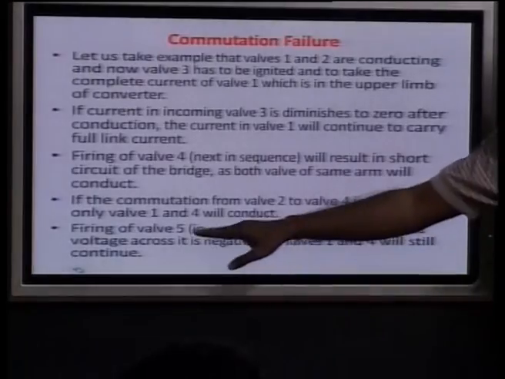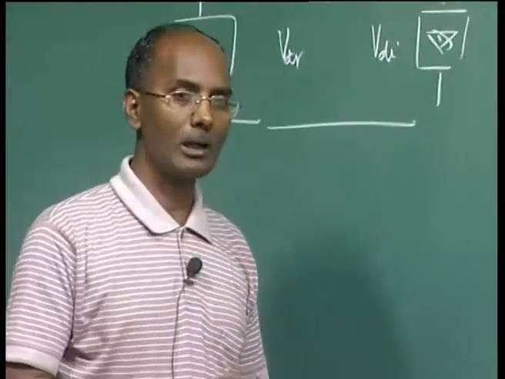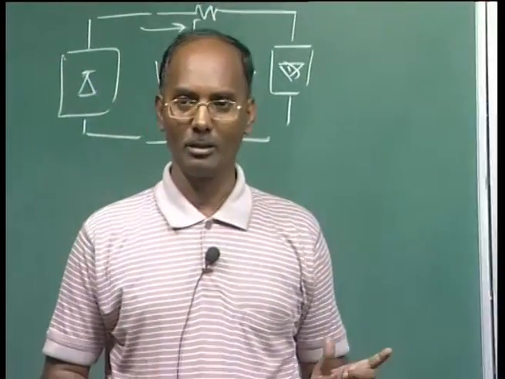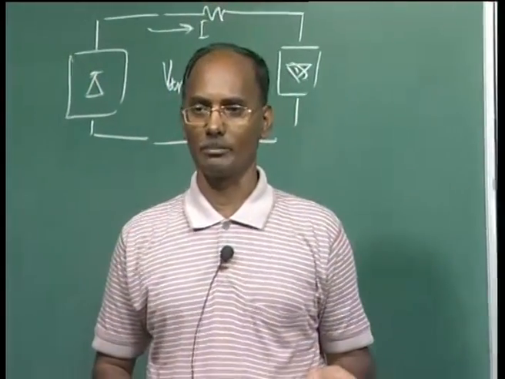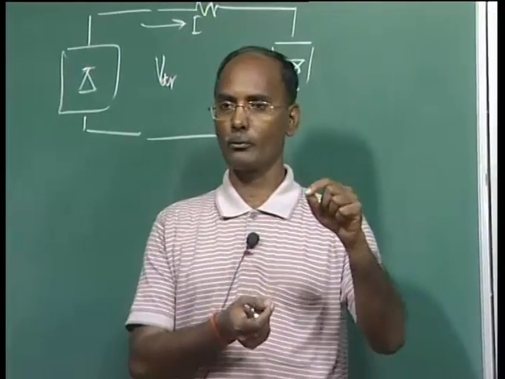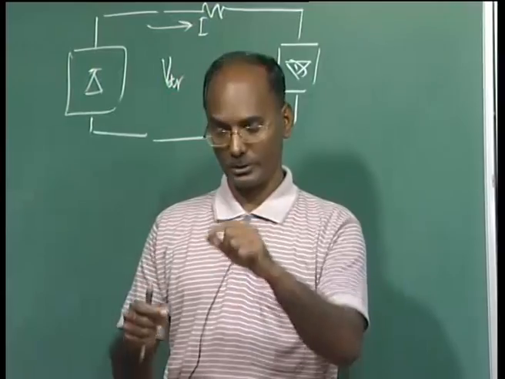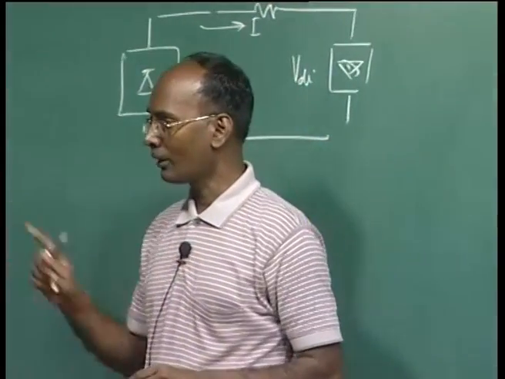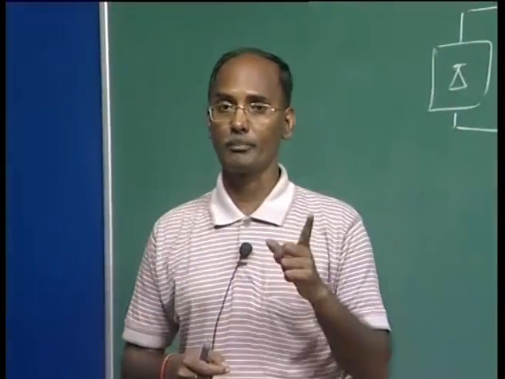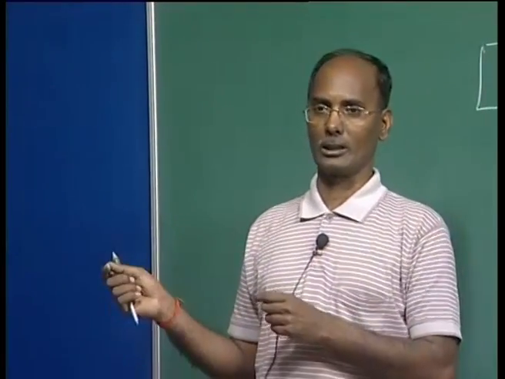Now the next valve in the sequence will be 5. The pulse will come to 5, but it will not conduct, because the voltage across it will be negative. Once 1 and 4 are conducting, in inverter operation the voltage across valve 5 will be negative even though the pulse is there, and it will not conduct. So again 1 and 4 is continuing.